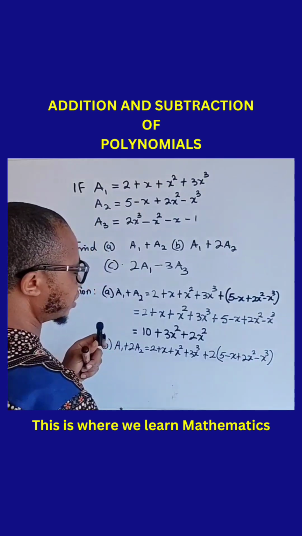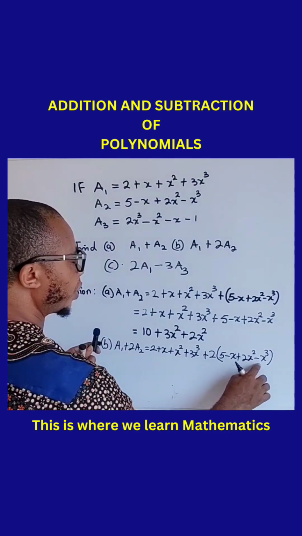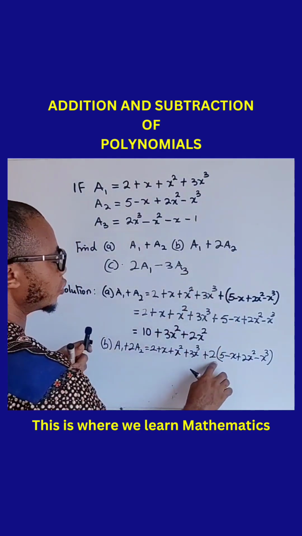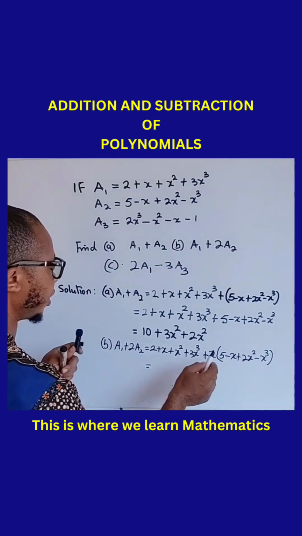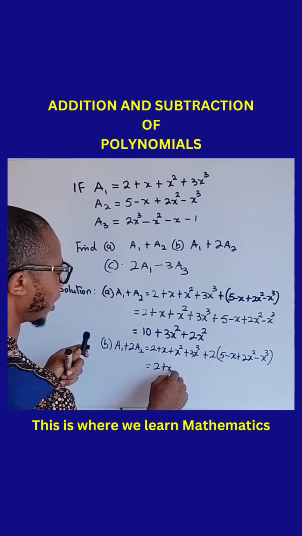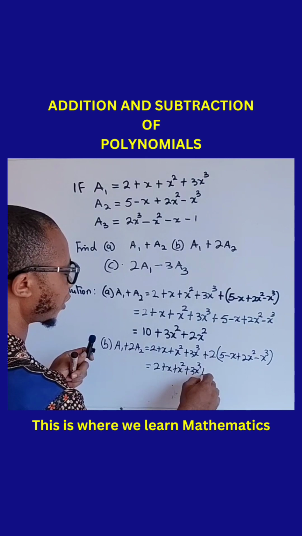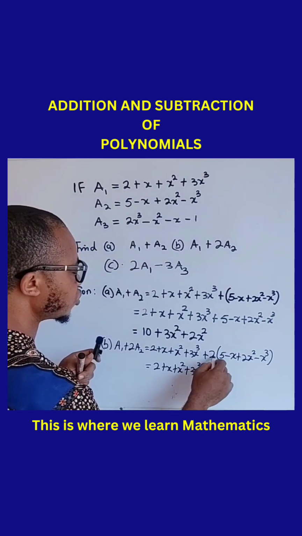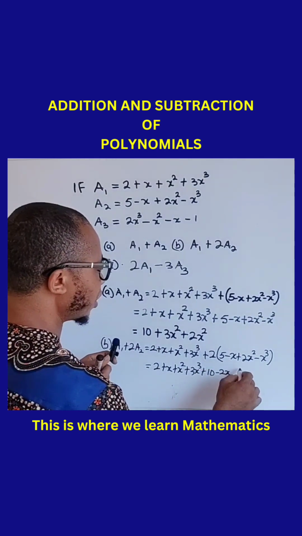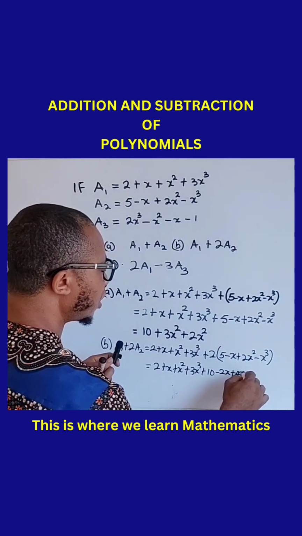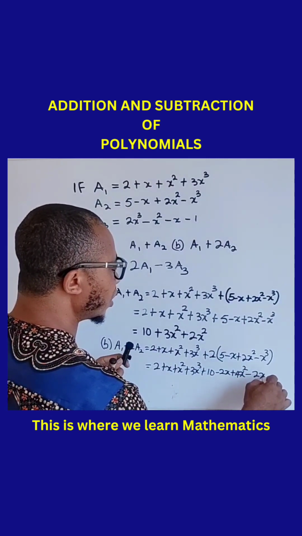We close the bracket. So it means that this 2 is going to multiply everything inside the bracket. All of this will give us a2. So we have 2a2. 2 multiplies a2. So let's do that by multiplying everything by 2 here. So this will be 2 plus x squared plus 3x cubed plus 2 multiplied by 5 is 10. 2 multiplied by minus x will give us minus 2x. 2 multiplied by plus 2x squared will give us plus 4x squared. 2 multiplied by minus x cubed will give us minus 2x cubed.